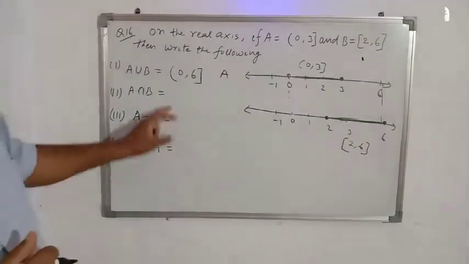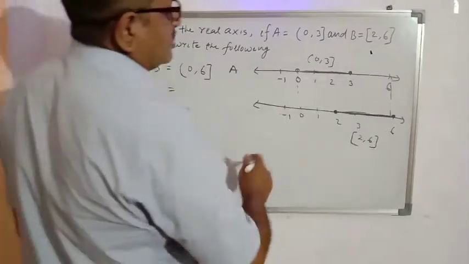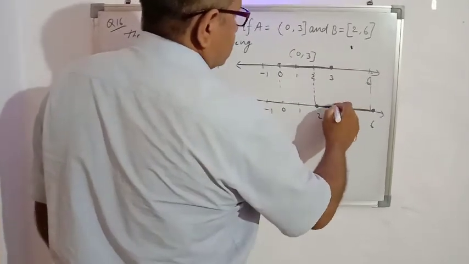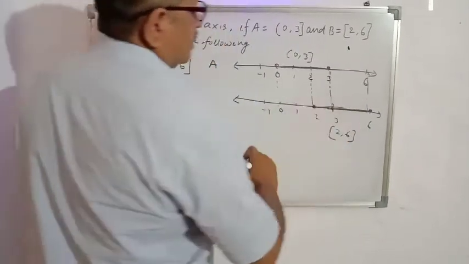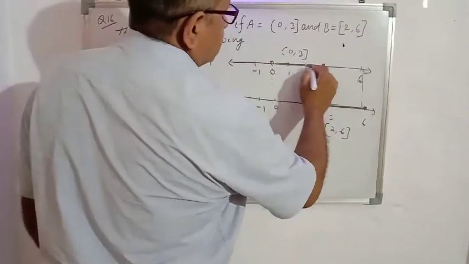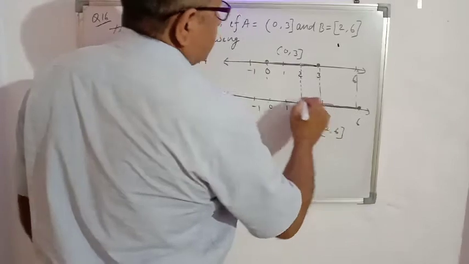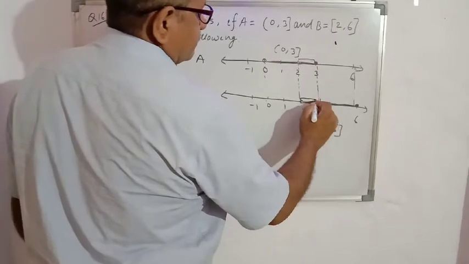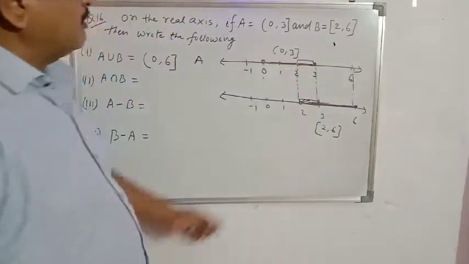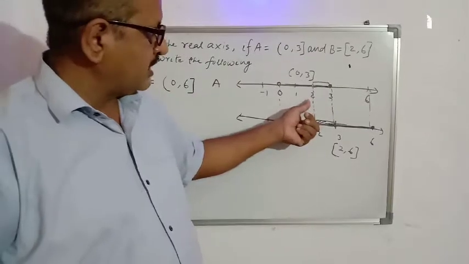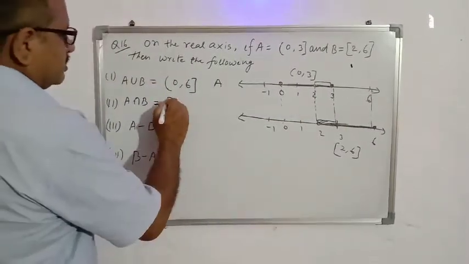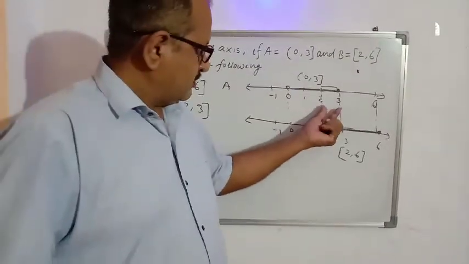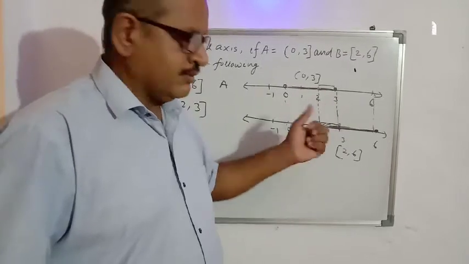A intersection B. Intersection means common in both. So see what is common in both. This portion is common in both the sets. So what is the common portion? From 2 to 3, the closed interval [2, 3]. This is A intersection B, because the closed interval 2, 3 is common in both.